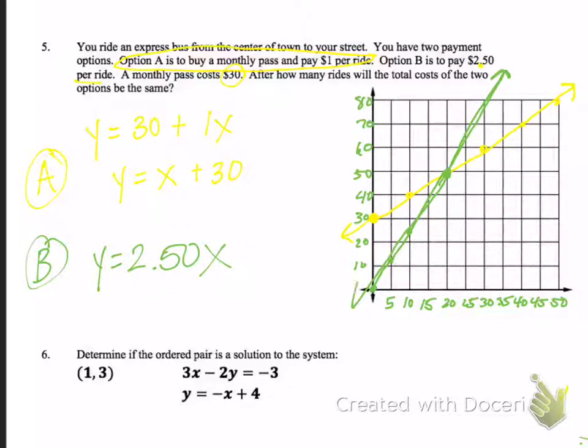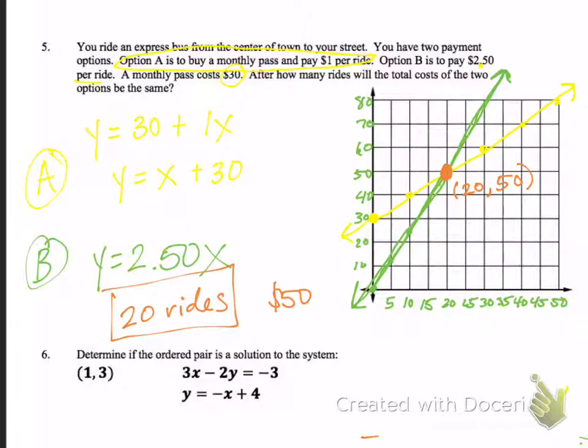In my opinion, whenever we do 3.2, it's going to be a lot easier to solve algebraically. So if they give you an option, I would probably solve algebraically, but solving by graphing will work as well. So they intersect at this point, where the x value is 20 and the y value is 50. So how many rides will the total cost be the same? Would it be 20 rides or would it be 50 rides? 20 rides. So when I have 20 rides, that means it will have cost both option A and option B $50. But my answer is 20 rides.